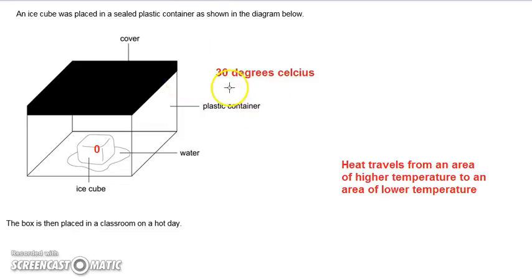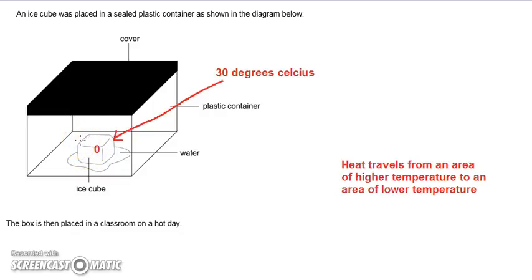So 30 degrees Celsius, the heat will travel from here, right? It will travel all the way into an area of lower temperature, which is the ice. Alright, so it will travel like that. Okay, one more time. This is an area of higher temperature. This is an area of lower temperature. So the heat will start to travel all the way into the box through the plastic container into the area of lower temperature, which is the ice.